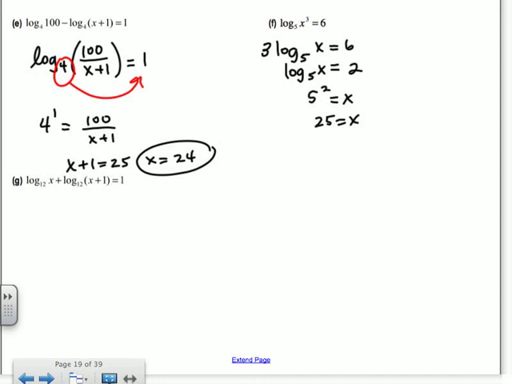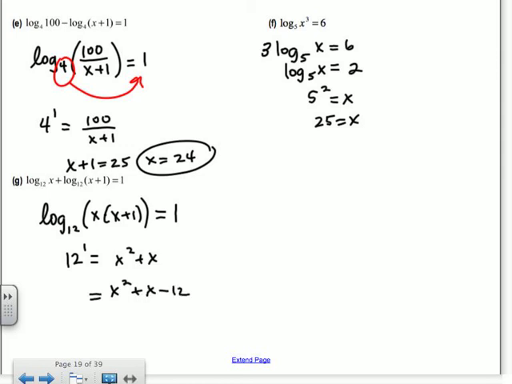Okay, next one, so multiplication. So I get log base 12 of x times x plus 1 equals 1. So 12 to the 1 equals x squared plus x. So this is one that you would have to factor. I'm going speedily. So you should get x equals 3 and x equals negative 4.